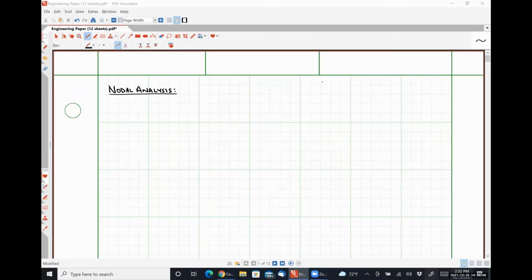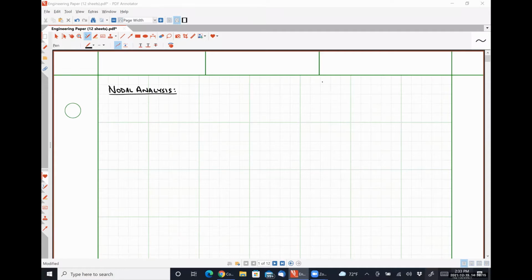So what we are going to be talking about today is the concept of nodal analysis. Nodal analysis is a very powerful circuit analysis tool that lets us use multiple applications of Kirchhoff's current law to determine unknown voltages in a circuit simultaneously.